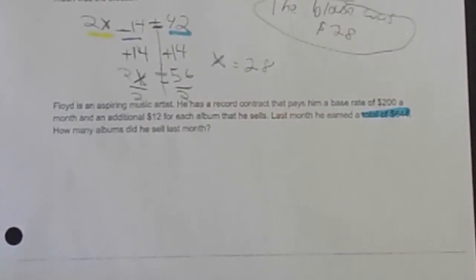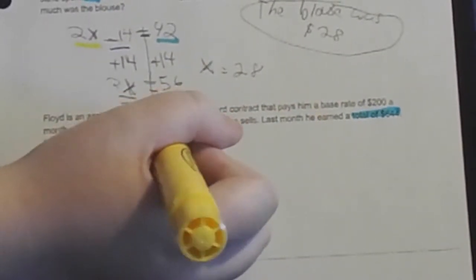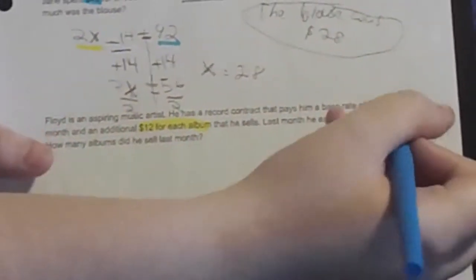So the question's about the albums he sold, so I'm going to look for my yellow, the thing we don't know, about the word albums. Look, it says 12 for each album. So 12 for each one he sells. And then what's the extra piece of mathematical information? Well, he just gets a base rate of $200 a month, just because he's doing it, right?